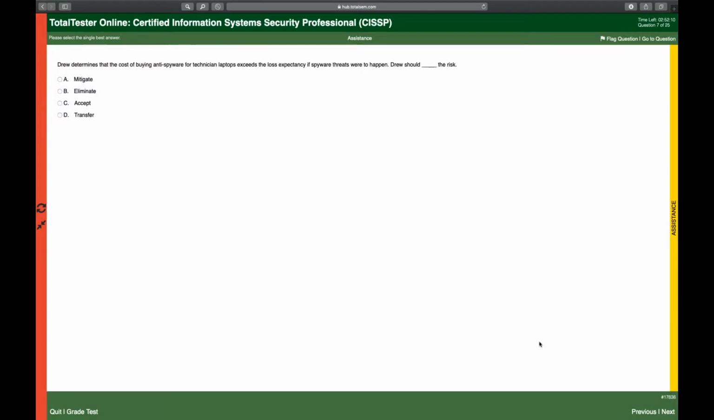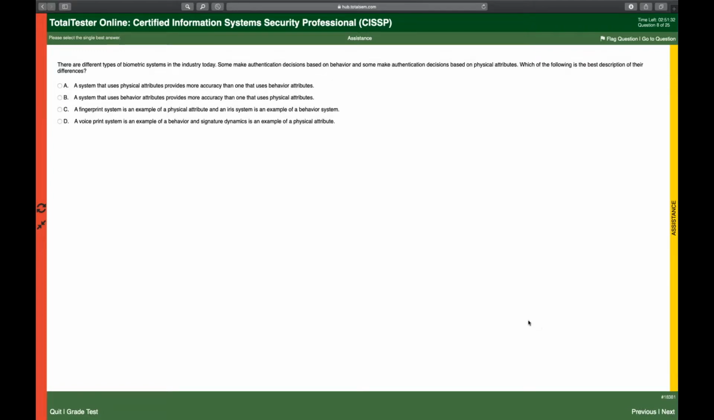Question number 7, Drew determines that the cost of buying anti-spyware for technicians' laptops exceeds the loss expectancy if spyware threats were to happen. Drew should blank the risk. So the cost benefit analysis shows that it's not worth it. All right. Ready? All right, shoot for it. Charlie. Yeah. Charlie. I agree. So far, these have been pretty straightforward.